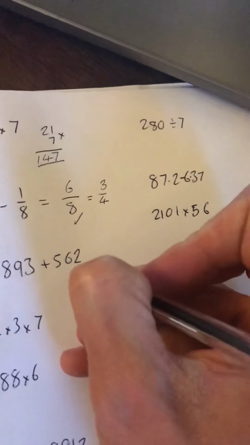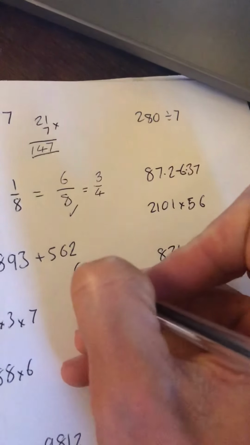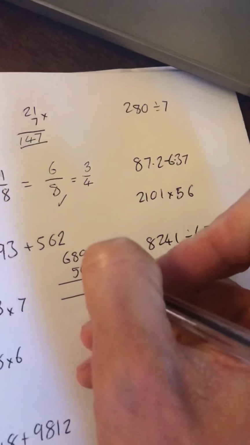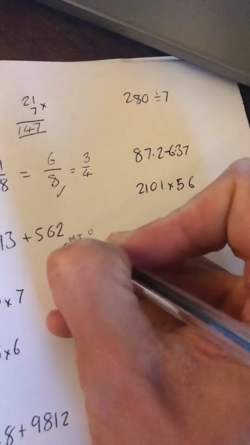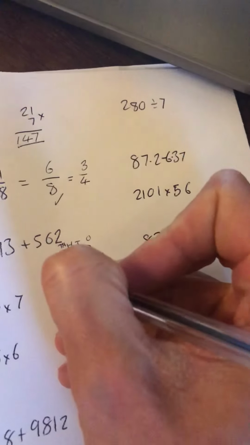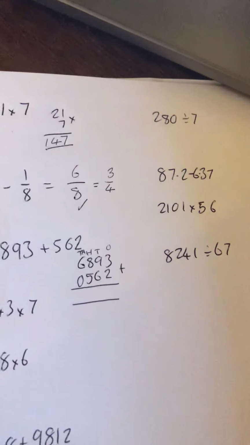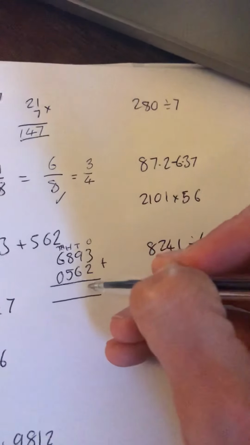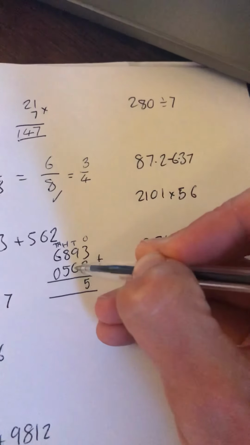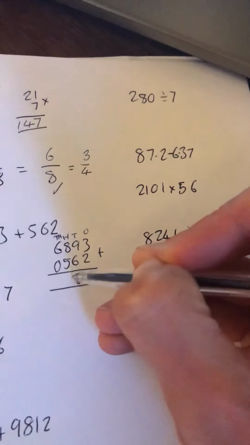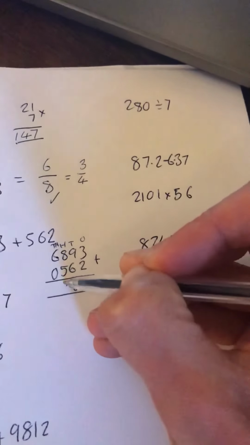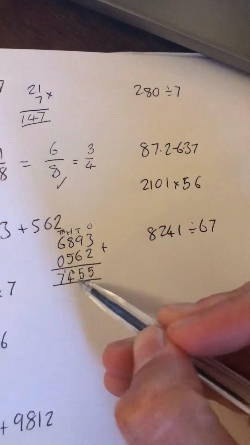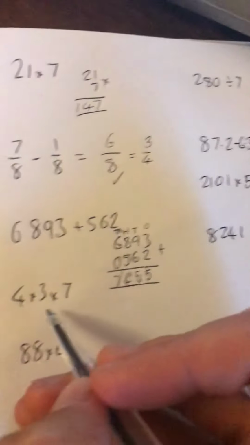Next up, we've got 6893 added to 562. Just make sure you've got clear place value columns. I've got the ones, the tens, the hundreds, and the thousands. So I can put in the invisible placeholder 0 in my thousands column if that helps to keep the thousands clear. 3 add 2 is 5. 9 add 6 is 15. 9 make 14. So we should have an answer of 7455 on that one.